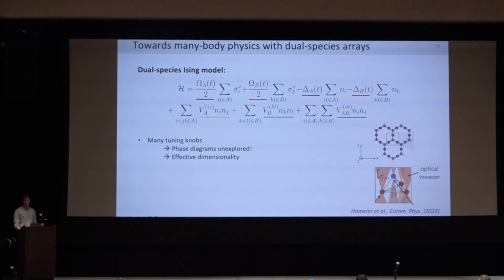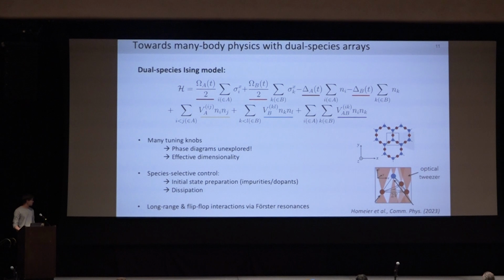Here we can replace this 3D system just by tuning the interaction strengths, right? So we take a 2D system and we can make it quasi-3D. We have this species selective control, and that gives us efficient ways to prepare initial states in a way that is also often challenging in single species experiments. So we can think about adding impurities or dopants into systems, and we can also add dissipation on sites of our choice. And then finally, of course, we can add these longer range and flip-flop interactions via Förster resonances.